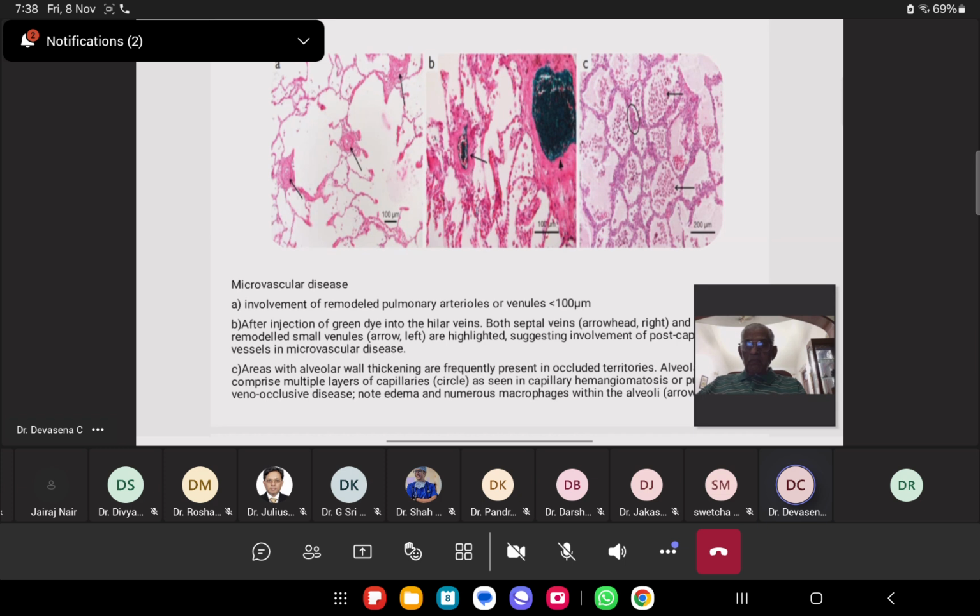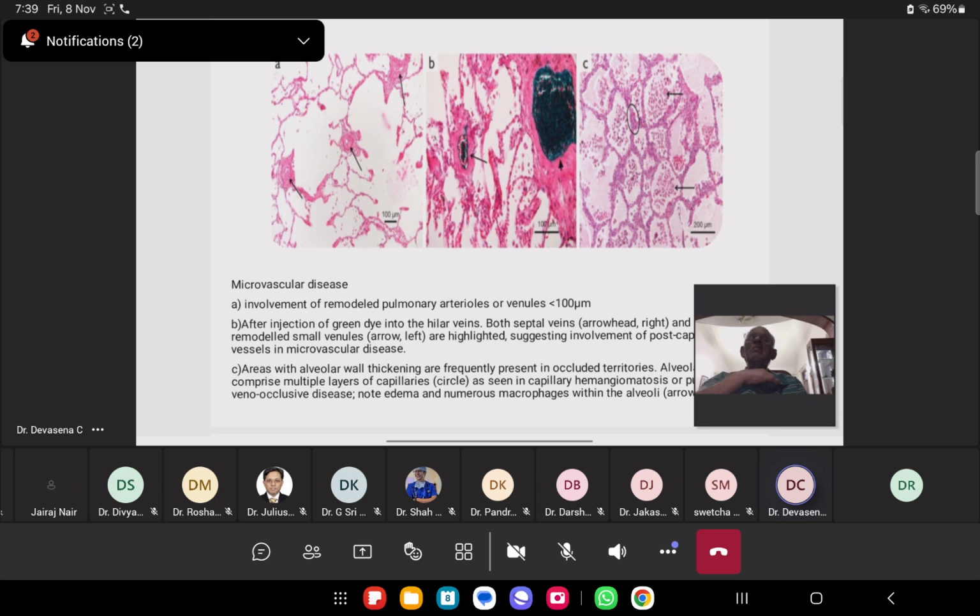The first image shows involvement of remodeled pulmonary arteriole or venule, which is less than 100 micrometers. The second image, after the injection of green dye into the hilar vessels, septal vessels and remodeled small venules are highlighted, which suggests post-capillary vessel involvement. Third image shows areas with alveolar wall thickening in the occluded part, and within the capillaries, invasion of macrophages and neutrophils.